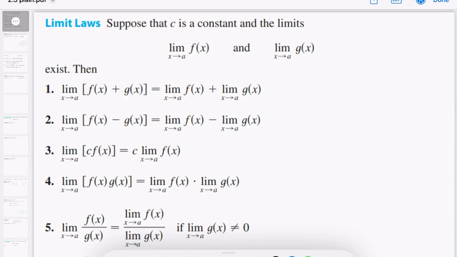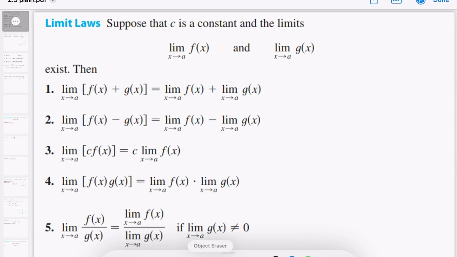Hello everyone, in today's section 2.3 we're going to learn how to calculate limits using limit laws. At first, suppose that c is a constant and the limits of the functions f and g both exist as x goes to a. We're going to have these 5 limit laws.